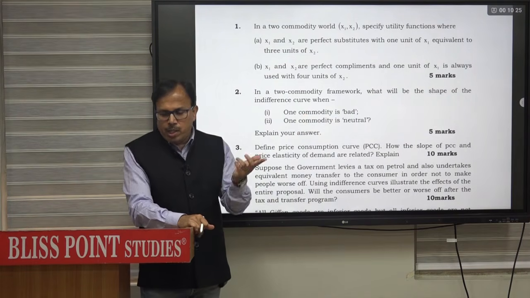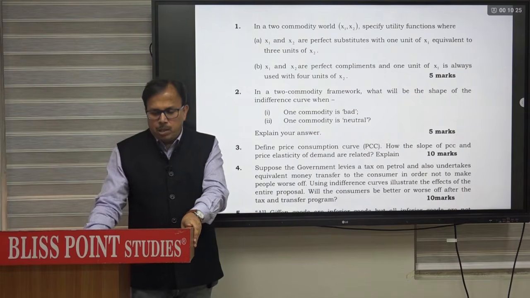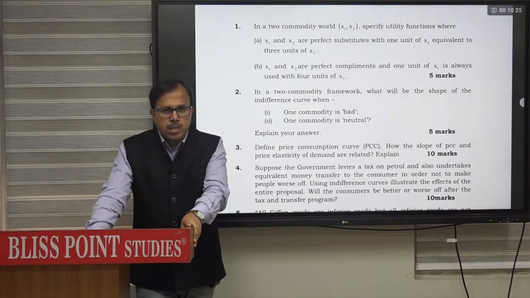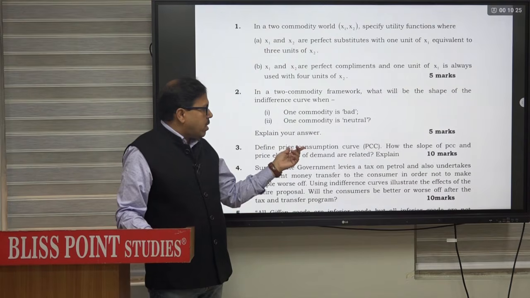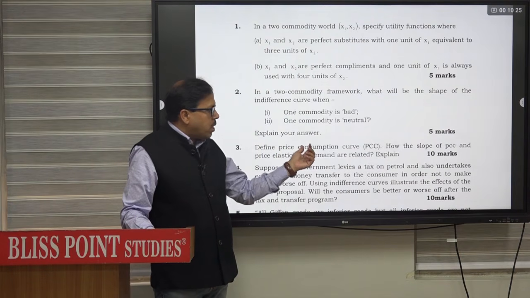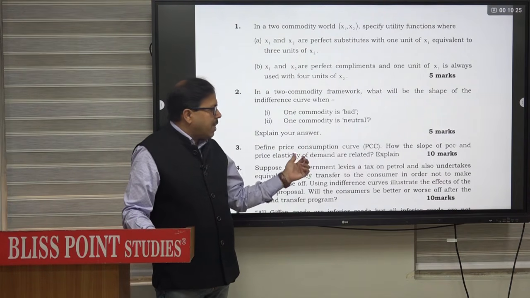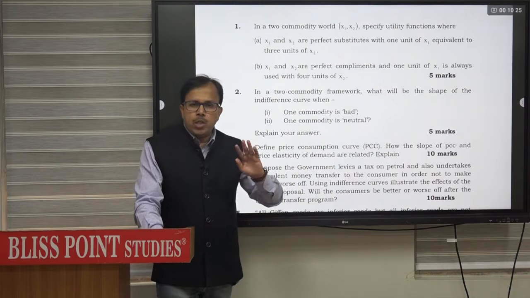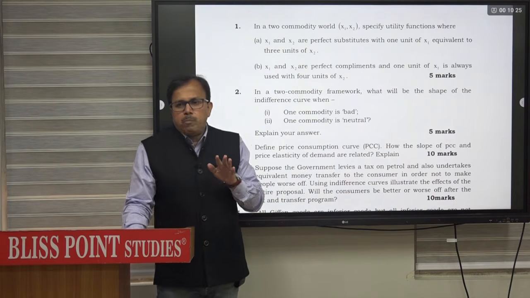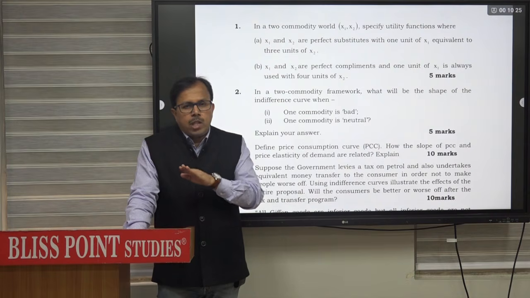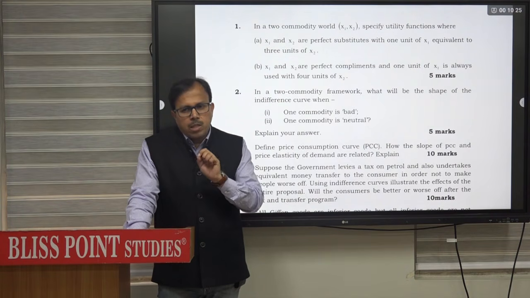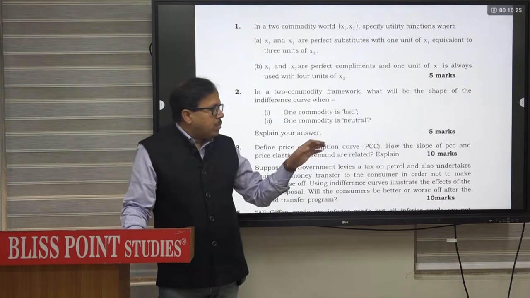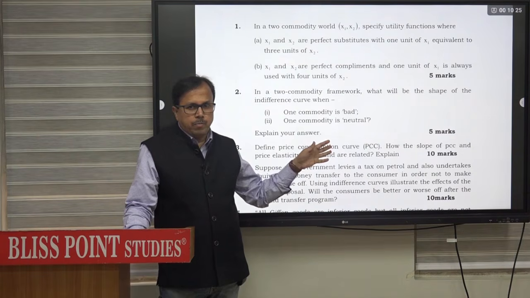You have to simply draw the indifference curve when one commodity is bad, one commodity is neutral, explain your answer. This is again from the past year. Define the price consumption curve, how the slope of PCC and elasticity of demand are related. Although the question in 2024 was, a PCC is a horizontal line, comment on the elasticity of demand. It was asking just about one part, but I have just converted that into a larger question.